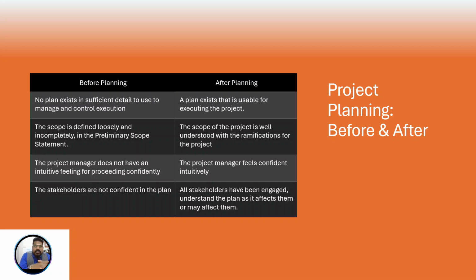A work breakdown structure is the smallest unit of the project which can be tracked and delivered. So if you add up all those small, simple work breakdown structures, it will add up to become a scope. Before planning, the project manager does not have an intuitive feeling for proceeding confidently, while after planning the project manager feels confident intuitively. Before planning, the stakeholders are not confident with the plan. However, after planning, stakeholders have been communicated with, they've been engaged, and they feel involved with the project.